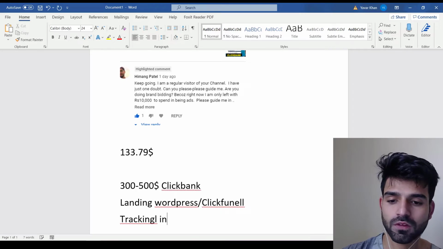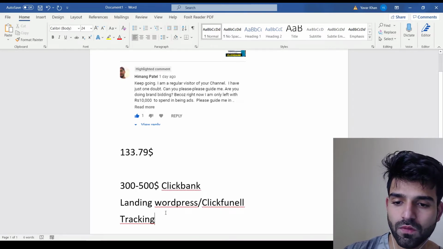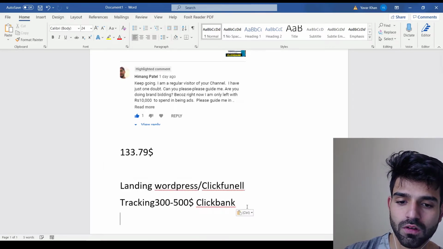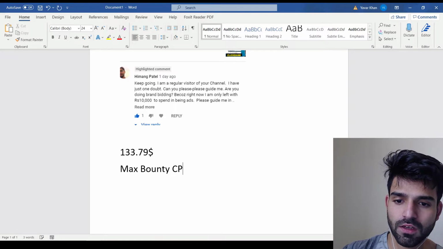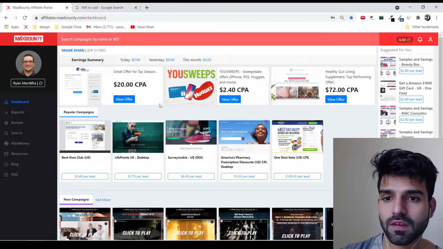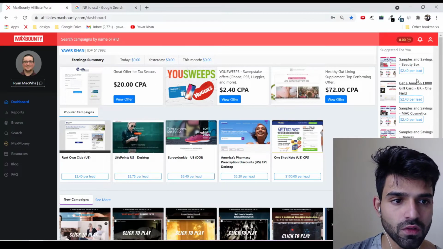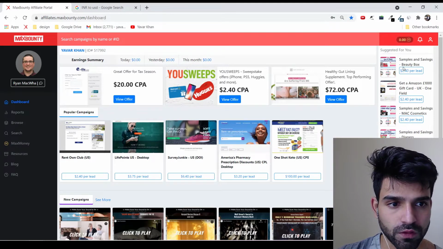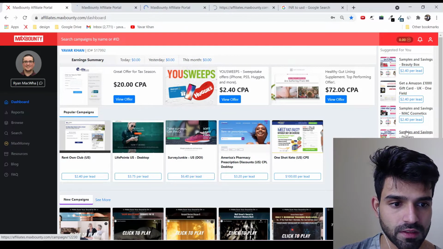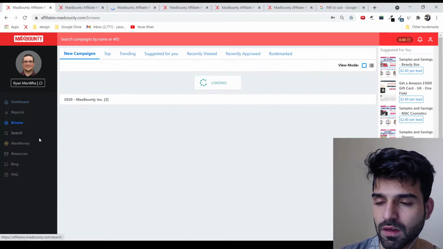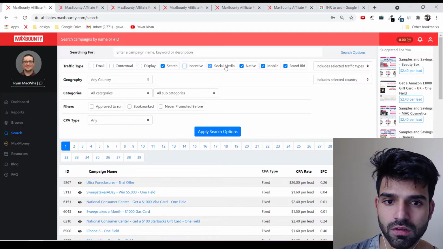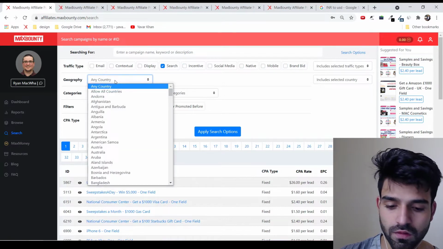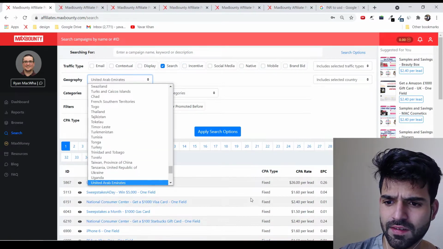For now, if you have $100, what you do is go on MaxBounty. What's this? It's a CPA network. I'm going to give you the tips and tricks. CPA offers. So think about this. Go on browse or search, go on search, and just select United States.